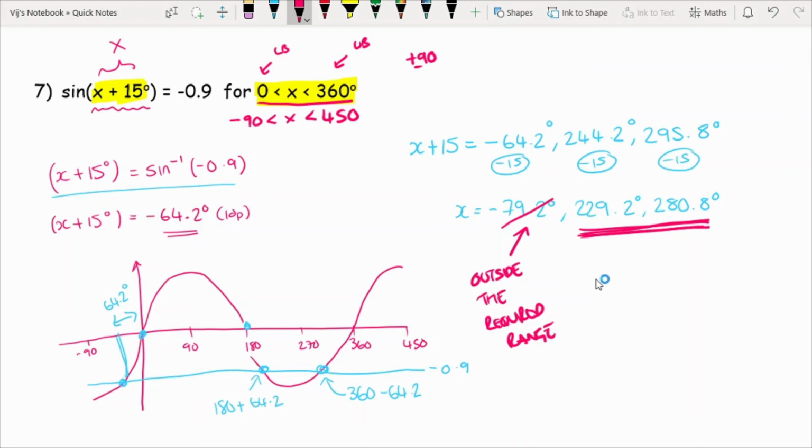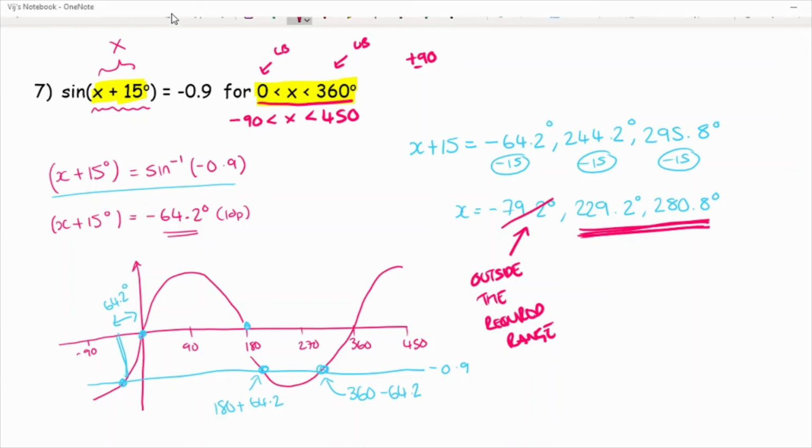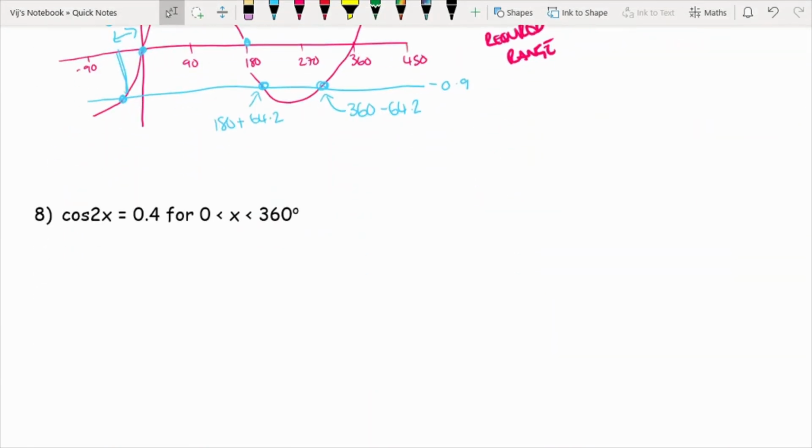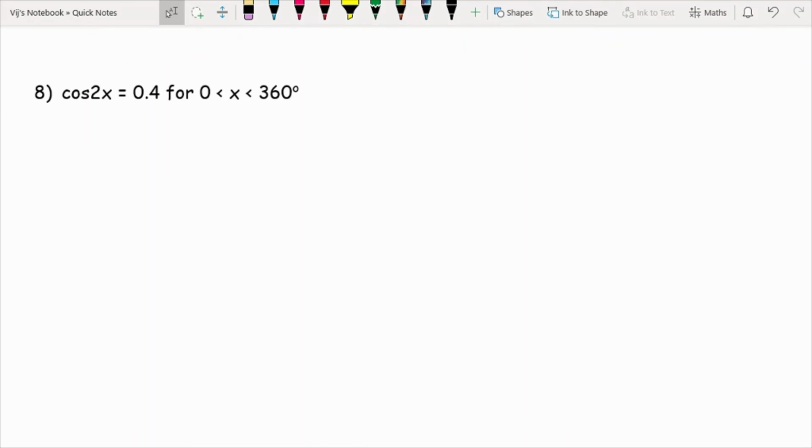So moving on to, let's say, our next question. Let's have a look at example 8. With example 8, what we've got here is what we call a double angle. So again, as I've got 2x, I'm going to do the exact same to these angles. If I times both these 2 numbers by 2, 0 times 2 is 0, and if I times 360 by 2, I get 720.